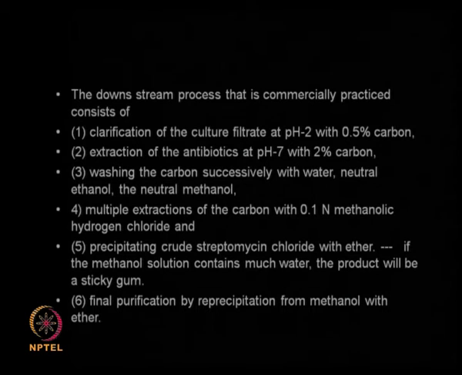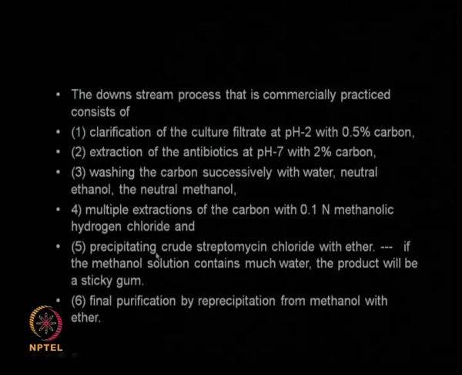Okay, so, what are the downstream steps that are commercially practiced? First is the clarification of the culture filtrate. So, clarification means you are removing the flocculants. It is based on a pH adjustment, and it uses carbon to absorb the unwanted metabolites and waste. Then you are resorting to extraction at a pH of 7, then you are washing the carbon with water, neutral ethanol, neutral methanol. So, you keep on washing until whatever streptomycin has been absorbed on the carbon is collected. So, that is why you resort to multiple extractions.